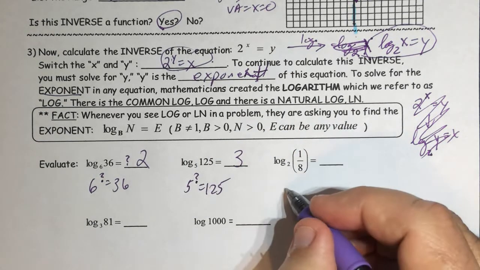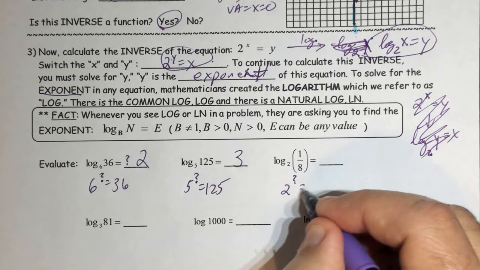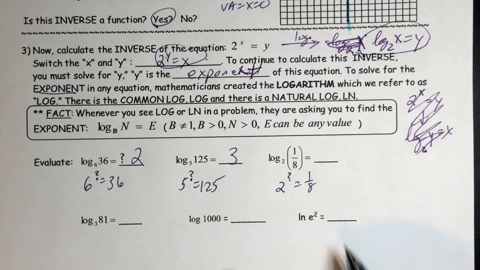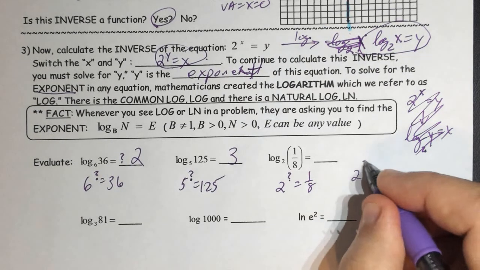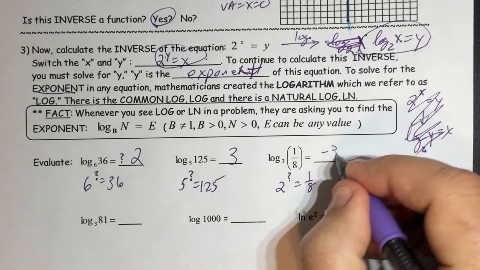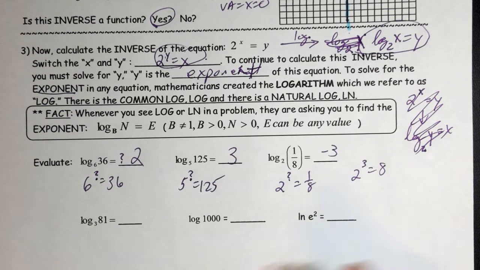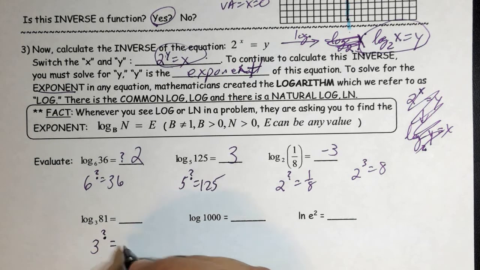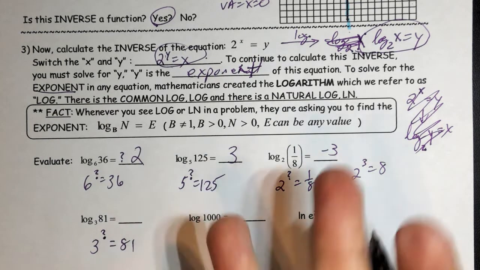Same thing here. 2 to what exponent is equal to 1/8? How am I going to deal with that? Well, we know that 2 cubed is 8, right? So how do I get the 8 to be at the bottom? We make it -3. Next, 3 to what exponent is equal to 81? 4.